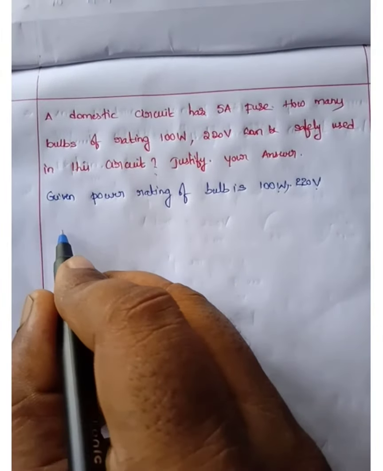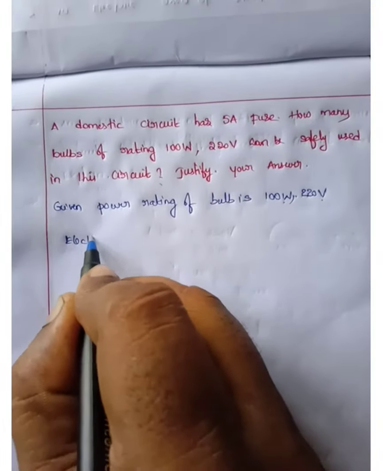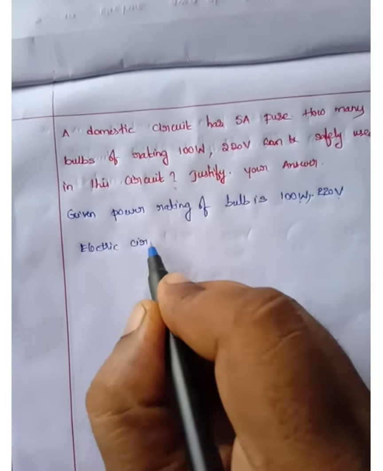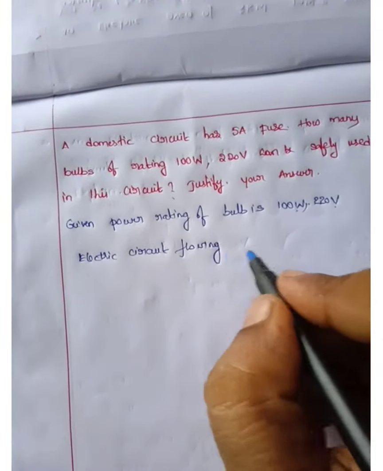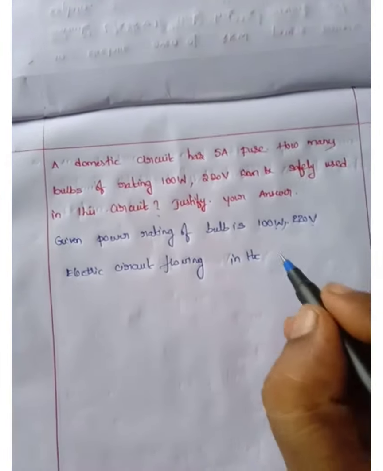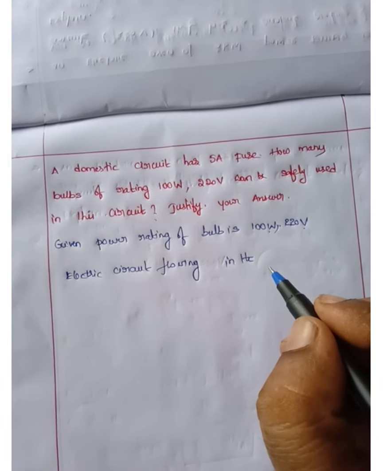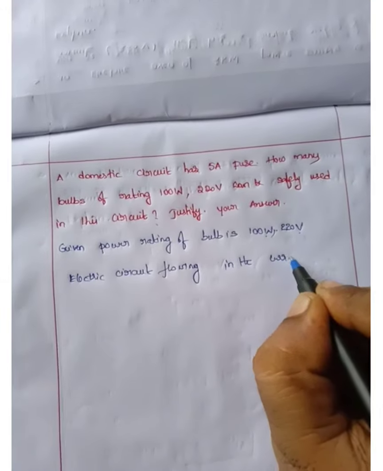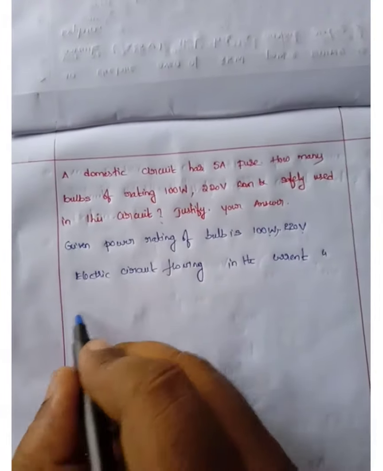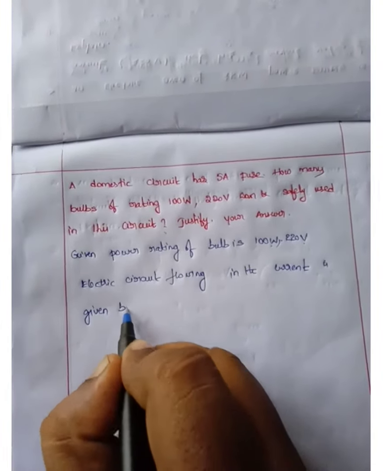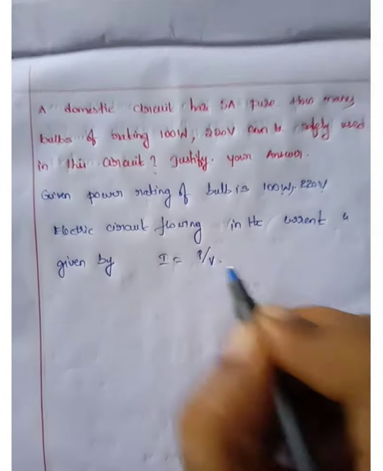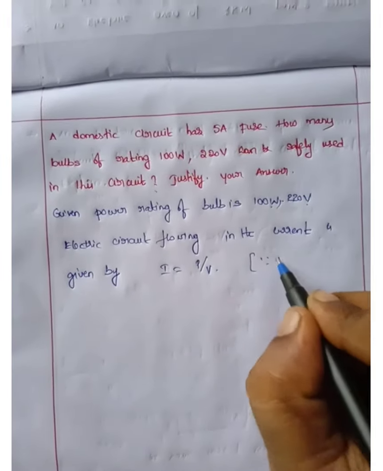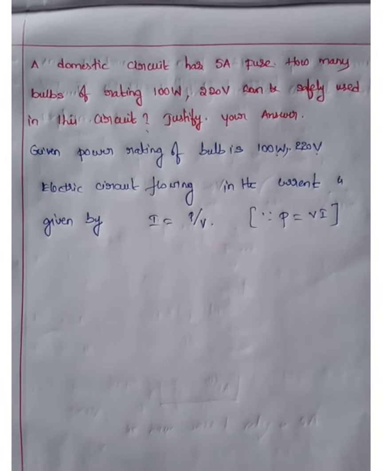Now the current flowing in the electric circuit is given by I is equal to P by V, since the power formula is P is equal to VI.